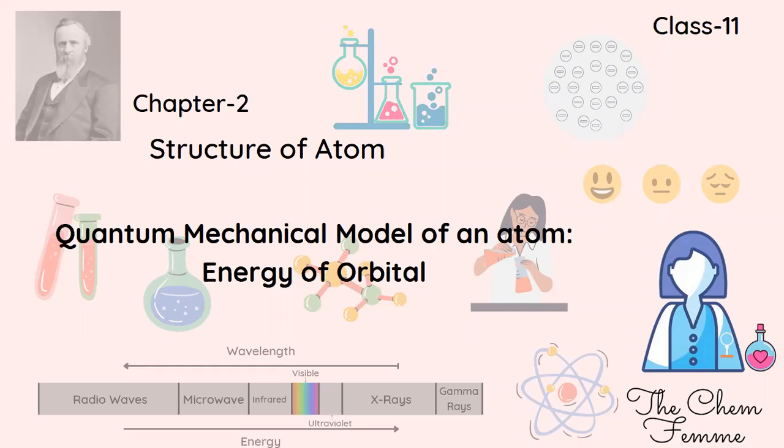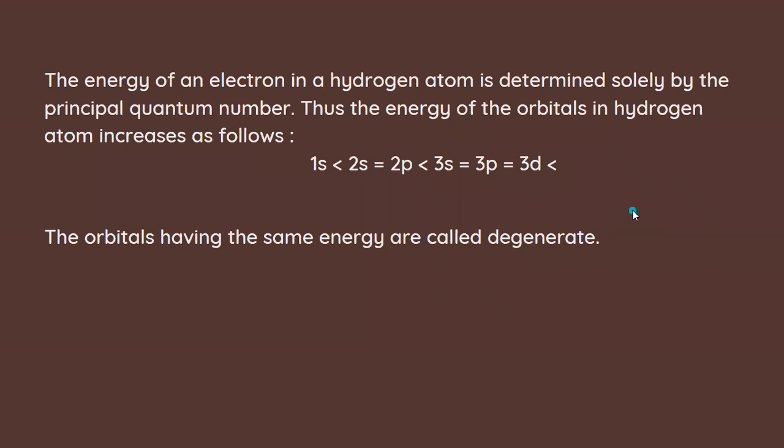In the previous video, we had learned about the shape of the orbital. In this video, we are going to be talking about the energy of an orbital. So, the energy of an electron in a hydrogen atom is determined by the principal quantum number.